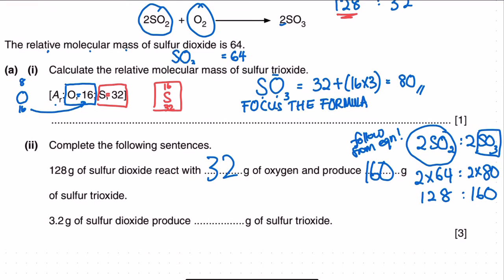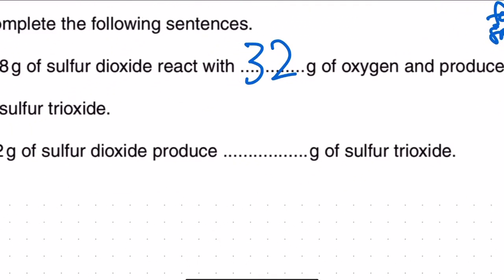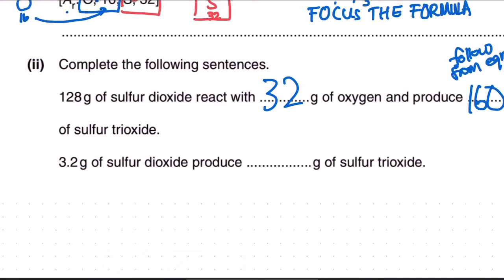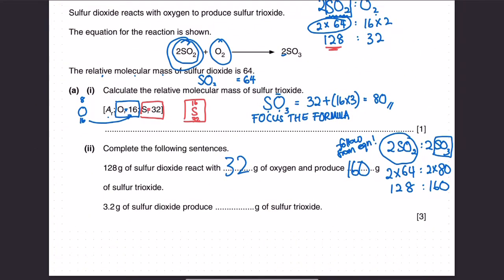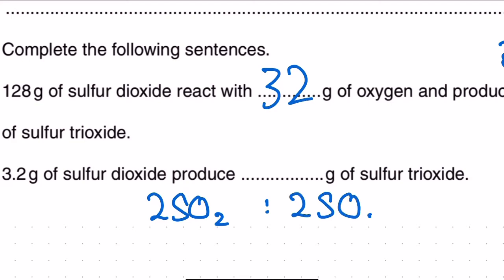Last question. 3.2 gram of sulfur dioxide will produce blank gram of sulfur trioxide. So let's pair them up. I'll take this sulfur dioxide and sulfur trioxide into a ratio form. Do not forget that we have to copy from the chemical equation, yeah? Please obey the chemical equation, what is written, especially the number in front. So sulfur dioxide, there's a 2 in front, 2SO2. Sulfur trioxide also has the 2 in front, 2SO3.